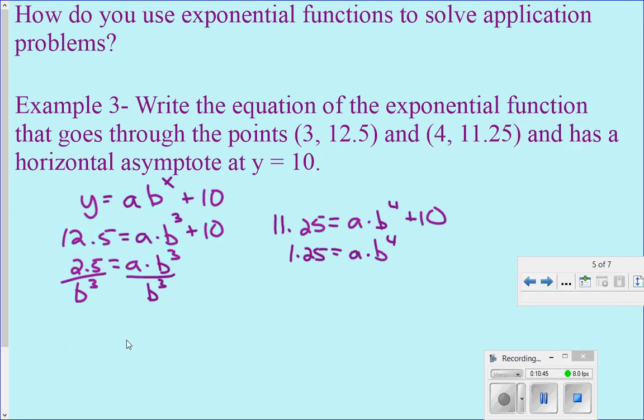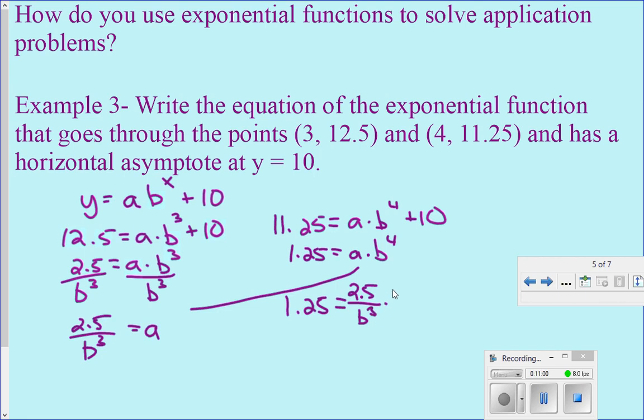So I have a equals 2.5 divided by b cubed. So that's going to go in for a here. So 1.25 is equal to a, which is 2.5 divided by b cubed, times b to the fourth. So that gives me 1.25 equals 2.5 b to the fourth over b cubed. The b to the fourth over the b cubed simplifies just to b. So I have 2.5 b equals 1.25.